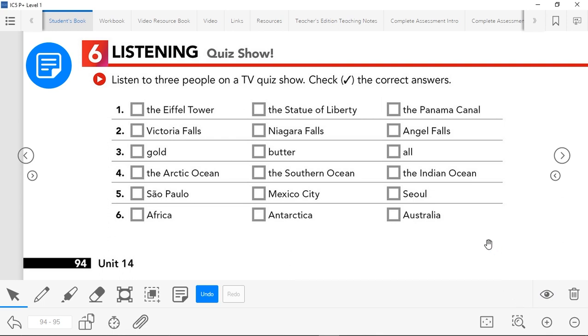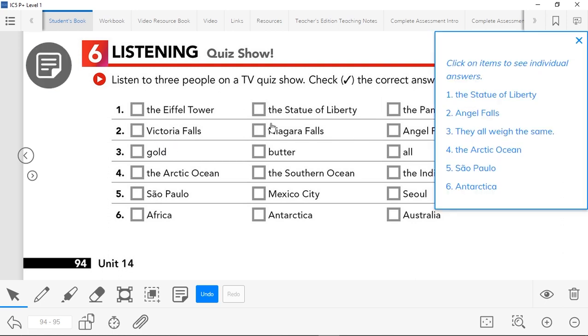Okay, very good. Now, if you need to listen again, just go back in the video, but I think that you got all of the answers correct, okay? Let's check. Well, the first one is the Statue of Liberty. Number 2 is Angel Falls. Number 3 now, it's they all weigh the same. Number 4, it's the Arctic Ocean. Number 5 is Sao Paulo. And number 6 is Antarctica.